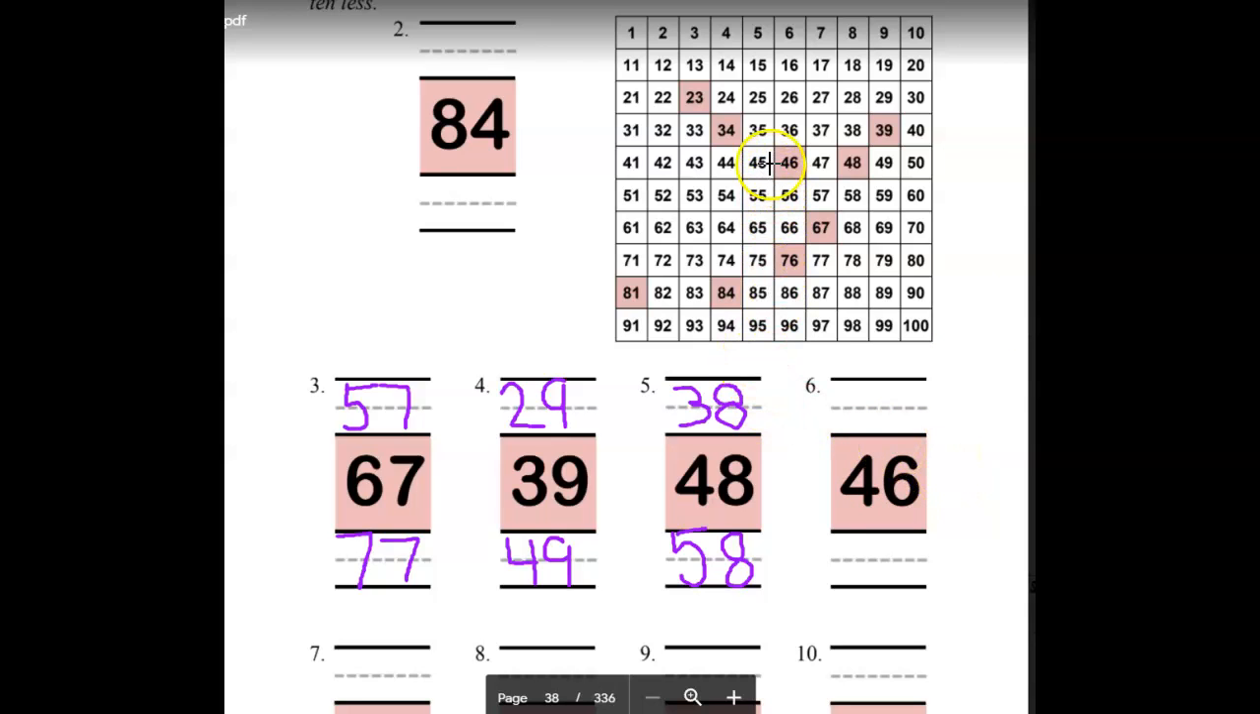All right, our last one, 46. Let's find it on the other thing. Okay, let's go 10 less, and that would be what number? Yeah, 36. 10 more. Here's our number. We go straight down, and that is 56. Easy peasy lemon squeezy. You got this, right? Yeah, this is easy stuff.